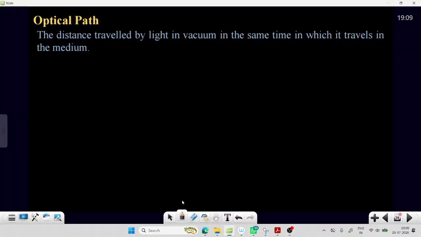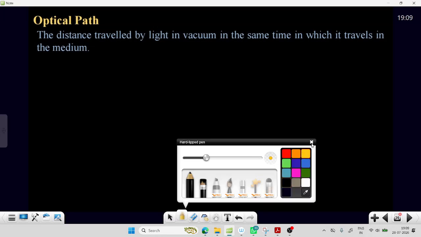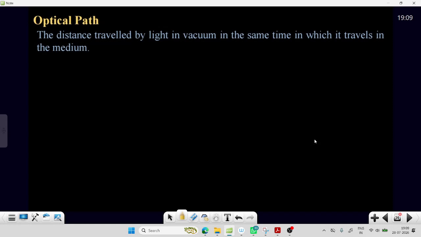Optical path means what? Optical path means the distance traveled by light in vacuum, at the same time it travels in the medium. That distance is called the optical path.